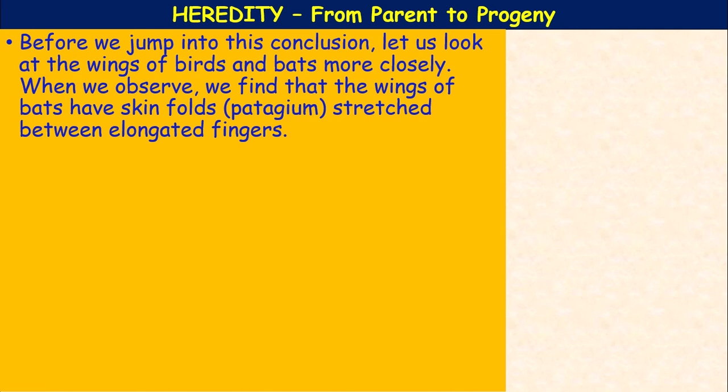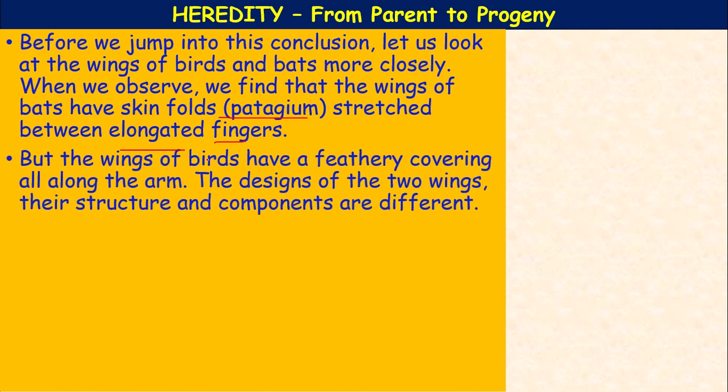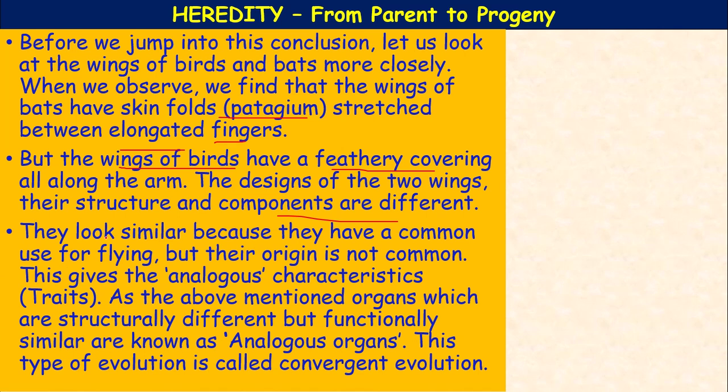When we observe, we find that the wings of bats have a special skin fold called the patagium, which is stretched between the elongated fingers. But the wings of birds have a feathery covering all along the arm. The designs of the two wings, their structure and components, are totally different. They look similar because they have a common use of flying. The purpose is flying, but their origin is not common. This gives analogous traits.